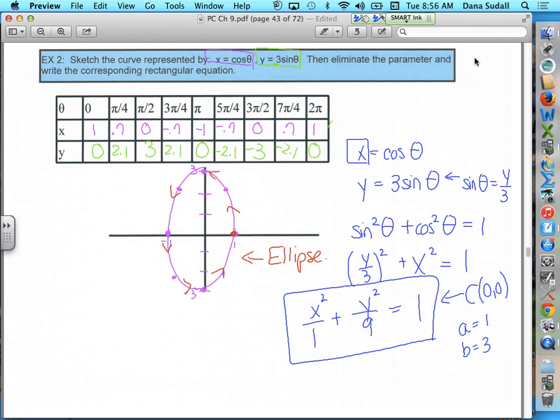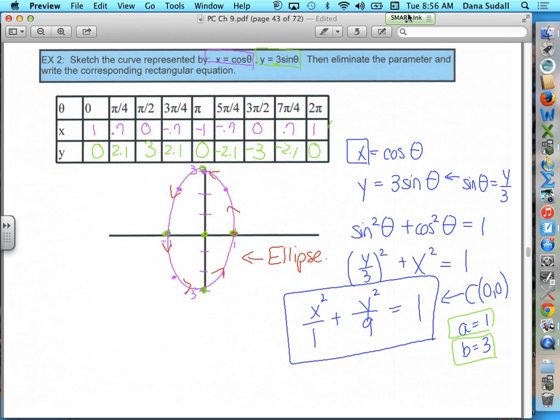So in rectangular form, my center is at 0, 0. My a value says I would go left and right 1 unit. My b value says I would go up and down 3 units, and those were the vertices for your ellipse. So the graph looks the same in rectangular form as it does in polar form. It just gives you some direction, and it accounts for that third variable there.